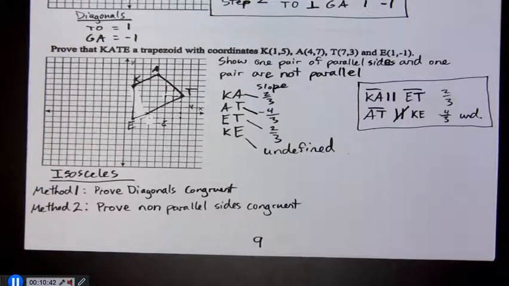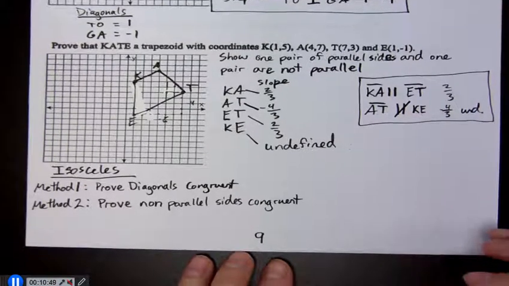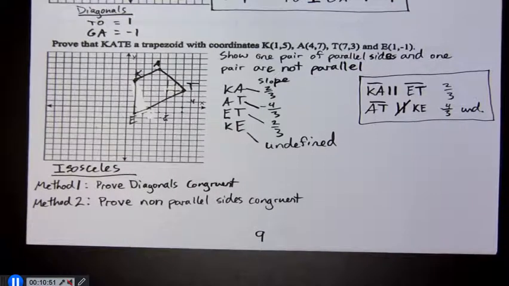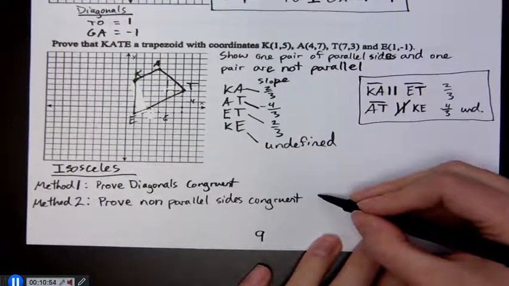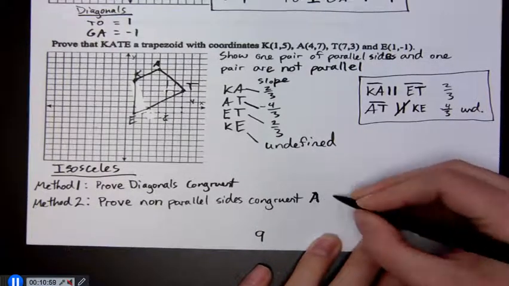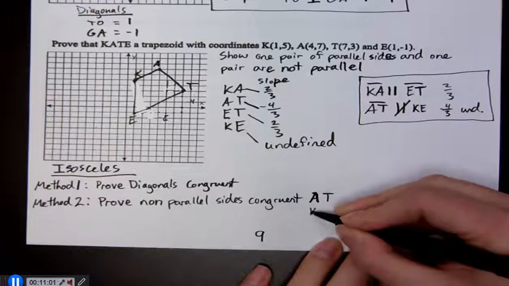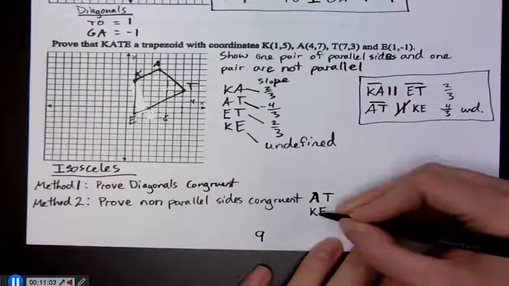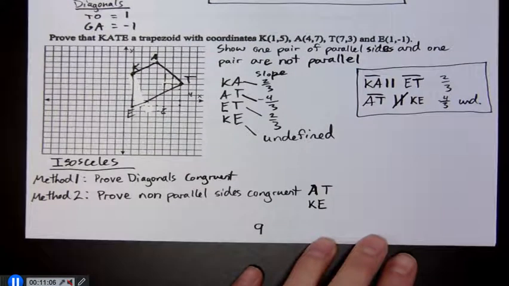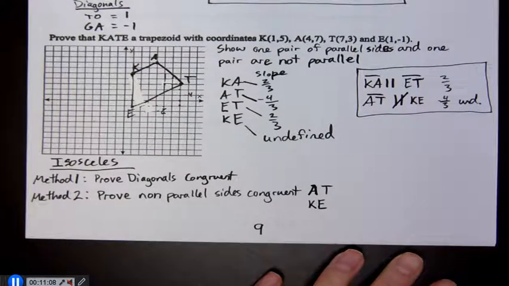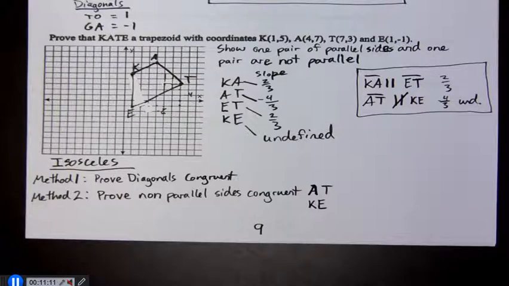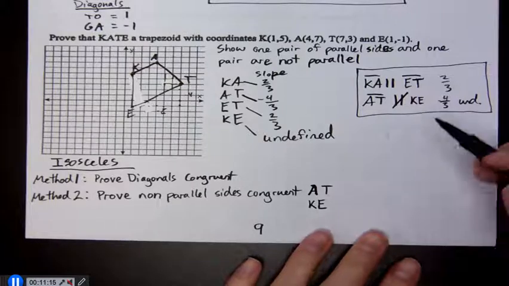Okay, so when it says method, that means we can choose one of those for our proof statement. And so we're going to do both for notes. So what are my non-parallel sides? Yeah, so AT and KE. And so I just need to find their distance. Let's do the easy one first. What's the distance of KE? 6.